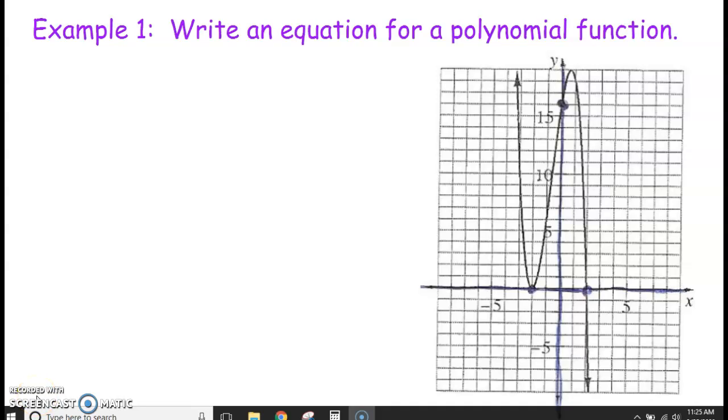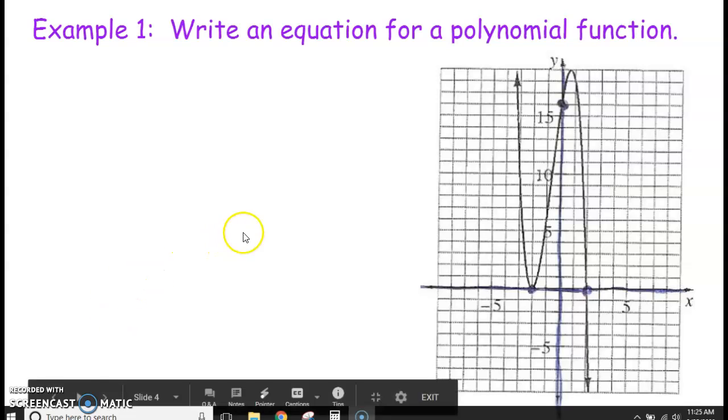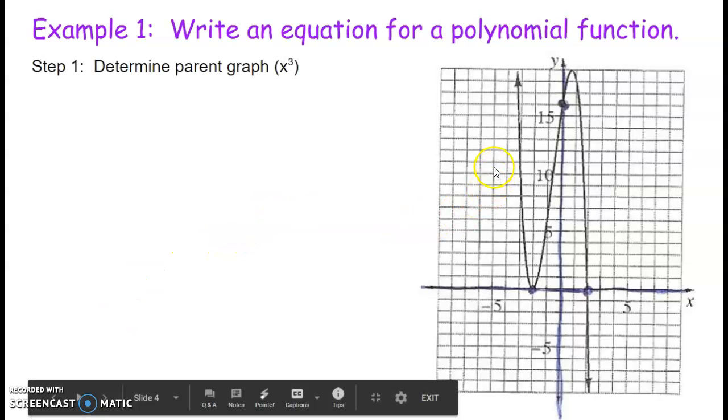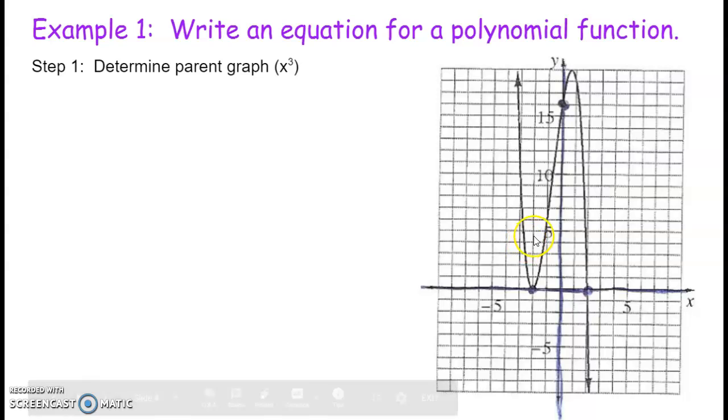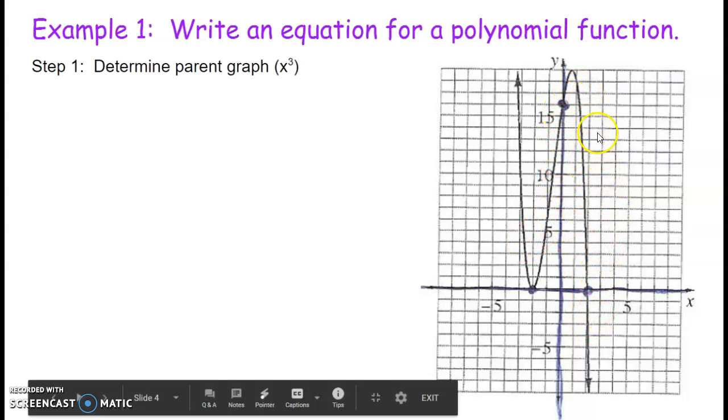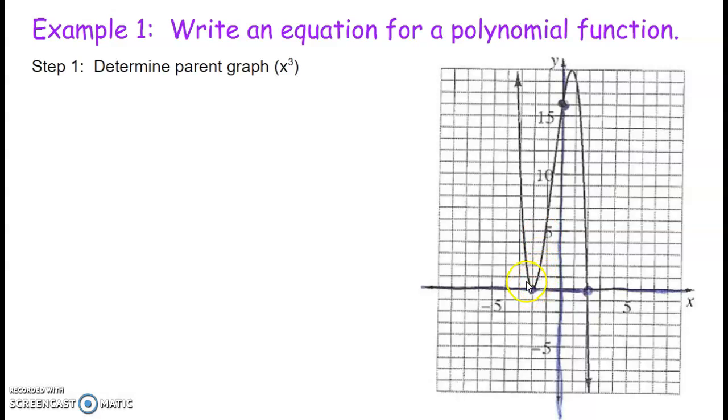Okay, so we're going to get to today's activity, which is write an equation for a polynomial function that will also include an a value or the stretch factor. The first thing we want to do is determine the parent graph. So you look at the graph here, and then you look at those graphs on the other page, and you see that it's an x cubed graph. So it looks kind of like an N or a sideways S. Those are x cubed graphs.